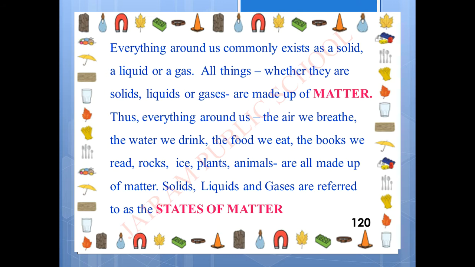Everything around us commonly exists as a solid, a liquid, or a gas. All the things, whether they are solids, liquids, or gases, are made up of matter. Thus, everything around us, the air we breathe, the water we drink, the food we eat, the books we read, the rocks, ice, plants, animals, whatever it may be, is made up of matter. So, solids, liquids, and gases are referred to as states of matter.